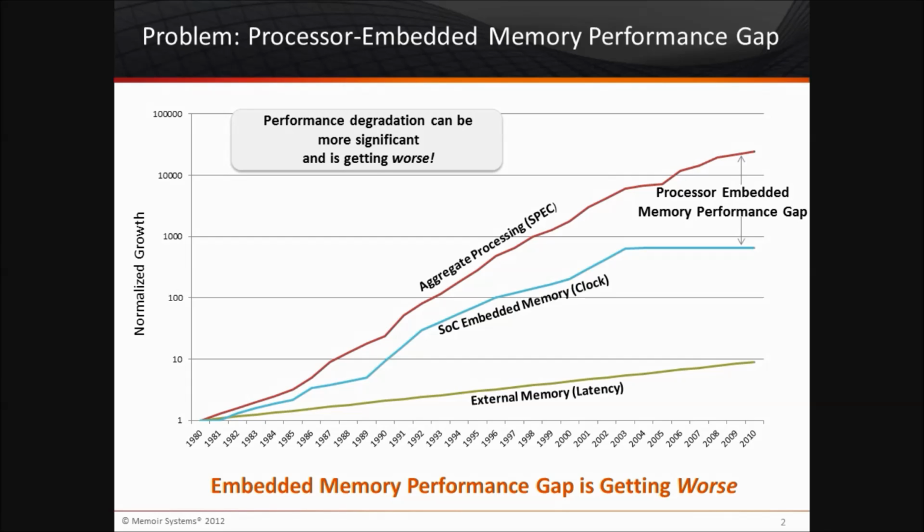What's even worse is that embedded memory is accessed much more frequently. And so if embedded memory slows down, the aggregate processing performance will be affected even more. So we as an industry have to do something to alleviate this gap. And it's interesting to understand, why does the gap even exist? Why is embedded memory so slow?